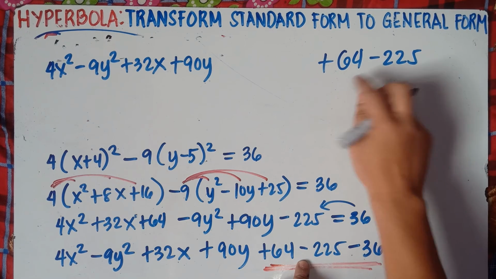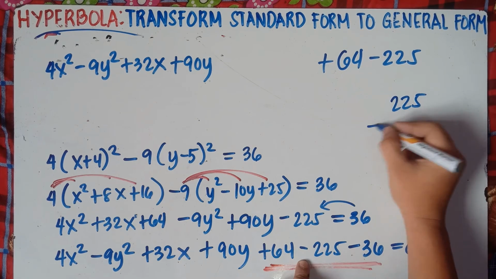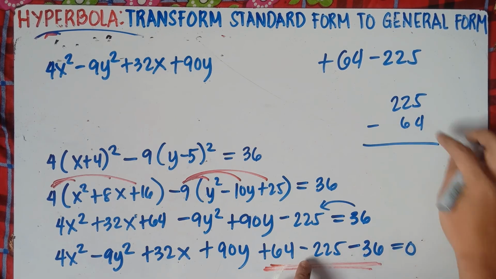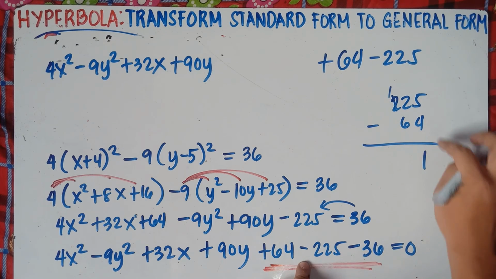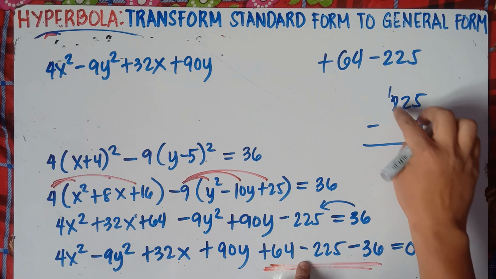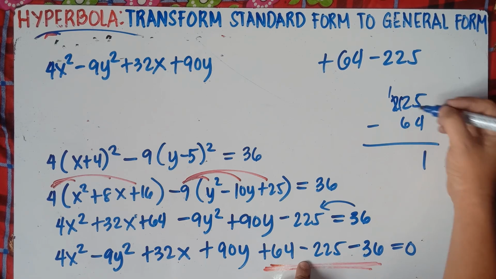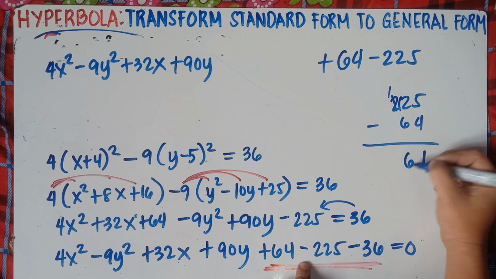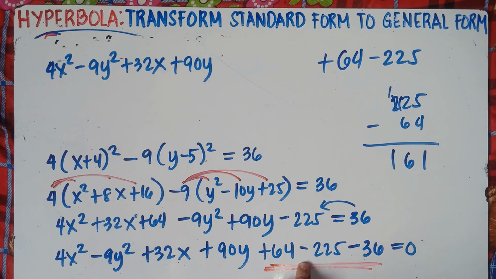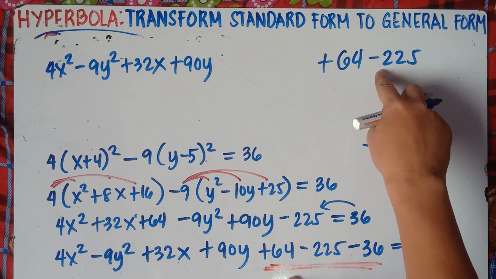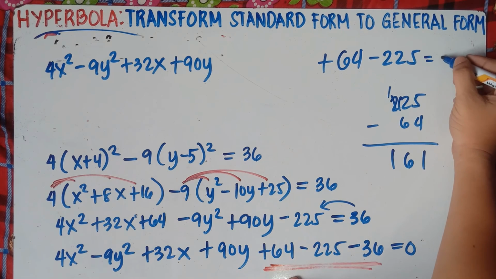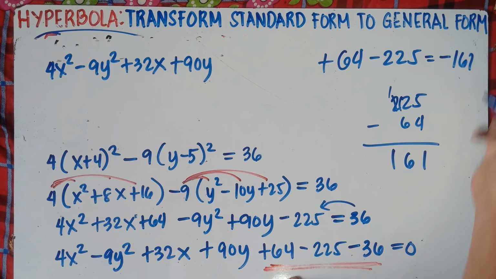So 225 minus 64. Let's subtract. 5 minus 4 is 1. 2 minus 6 cannot be, so borrow 1. This will be 12. 12 minus 6 is 6. Then 1, bring down 1. 161. Now, since the larger number is negative, copy its sign. So this will be negative 161.